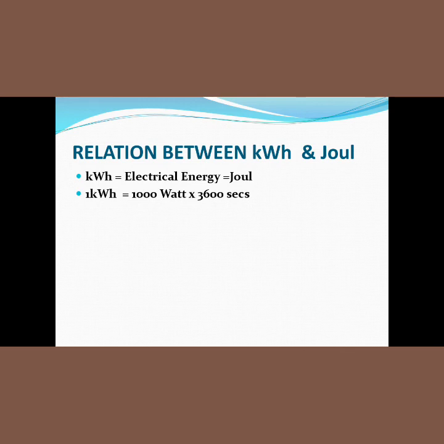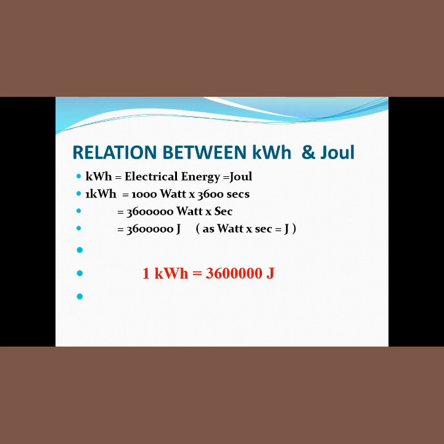Then we have 1 kilowatt hour equal to 3.6 million watt second. That is 3.6 million joule, as watt second has the dimension of joule. Therefore, 1 kilowatt hour is 3.6 million joule, or 3.6 into 10 to the power 6 joule.